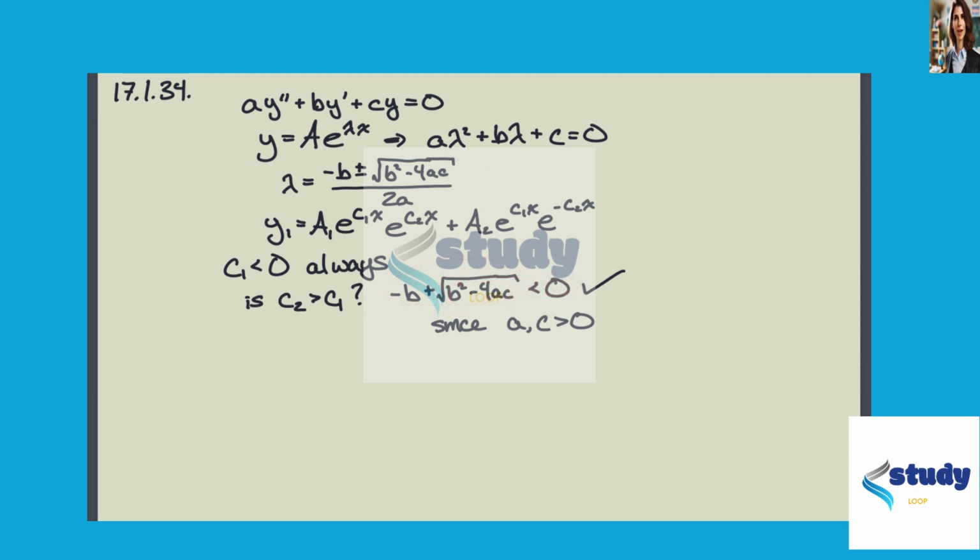So that means that C2 is always going to be less than C1's magnitude, and so the answer to this question is no. These will always have negative exponents, or exponentially decaying oscillations.